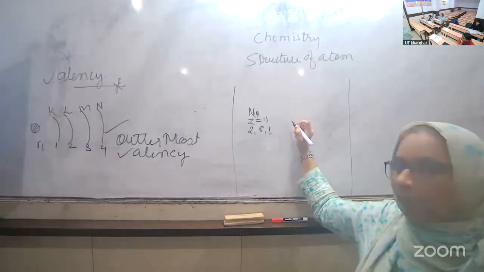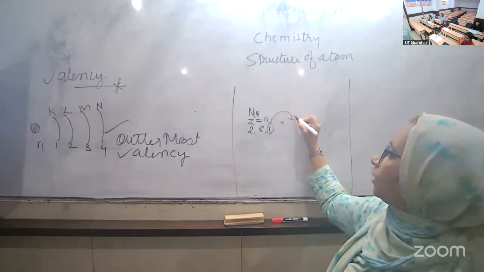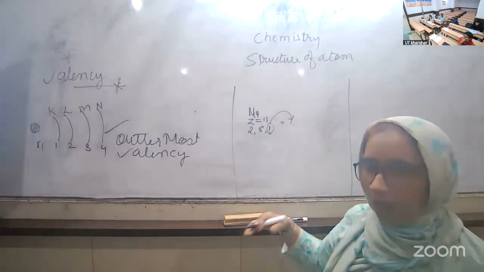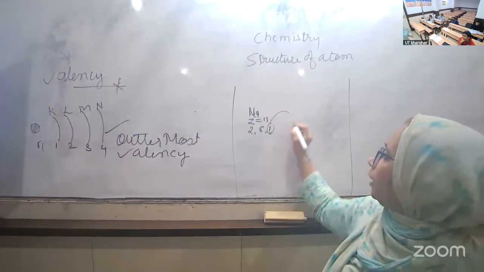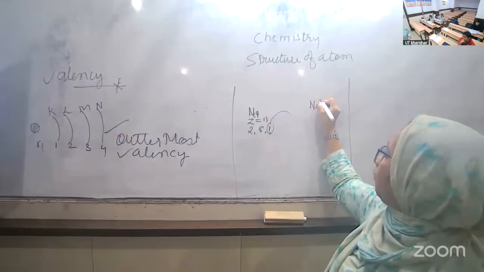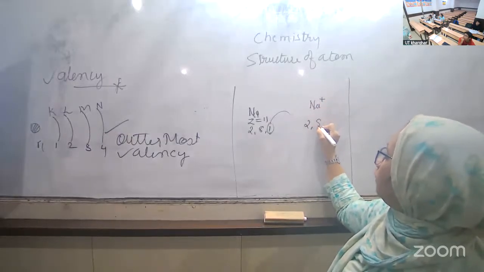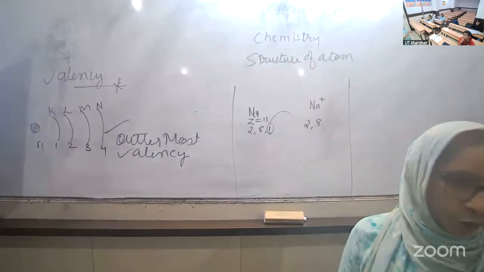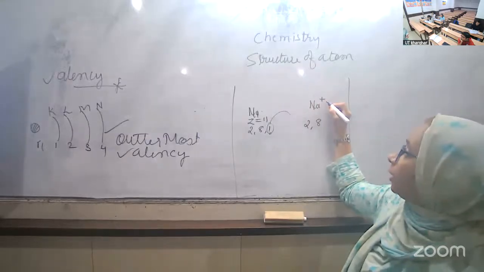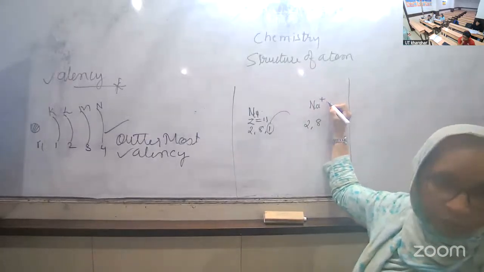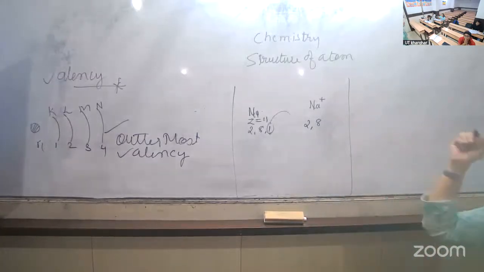So instead of having 7 electrons, this can easily give 1 electron. Done. After giving 1 electron, sodium is converted into Na positive, and the new electronic configuration will be 2, 8. From a neutral atom, it is converted into electropositive. And only metal can do this.